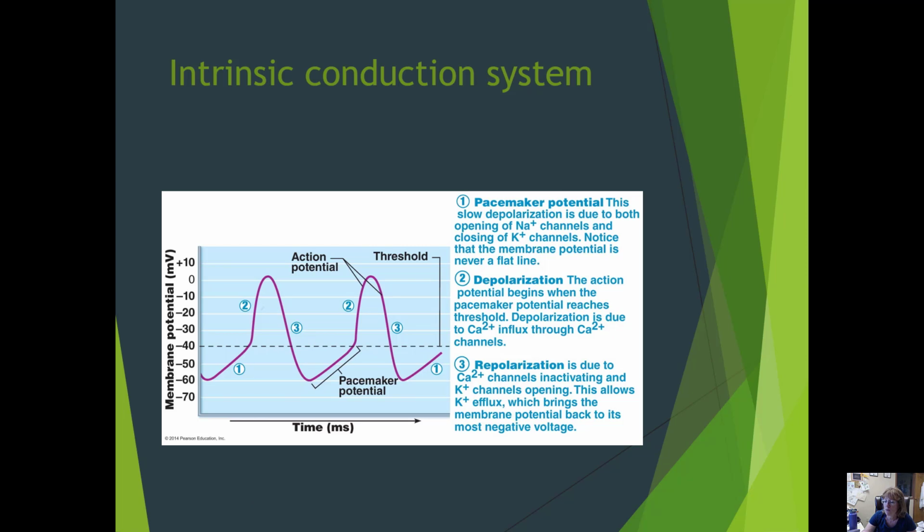Conversely, when we slow down, when we're using the cholinergic muscarinic receptors because of acetylcholine release from the vagus nerve, that will increase potassium permeability and slow it down, making this graph lessen the slope so that you don't get to threshold as rapidly and you don't have as many action potentials per unit time.